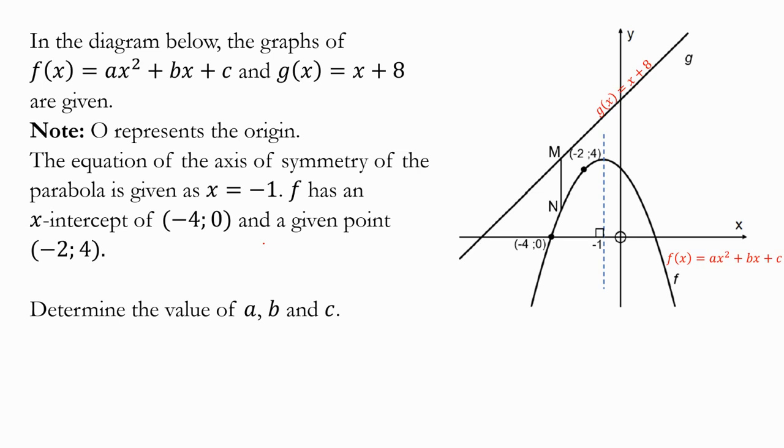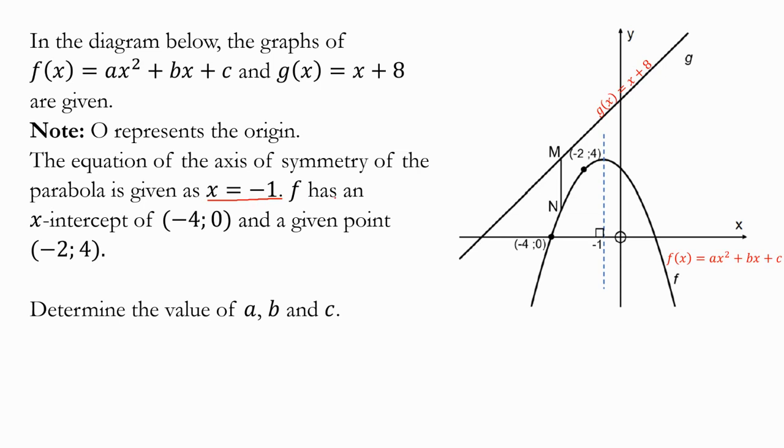The equation of axis of symmetry of the parabola is given as x is equal to -1. So actually, what information are we given here? This is the equation of the axis of symmetry. It means that this is the x coordinate of the turning point.